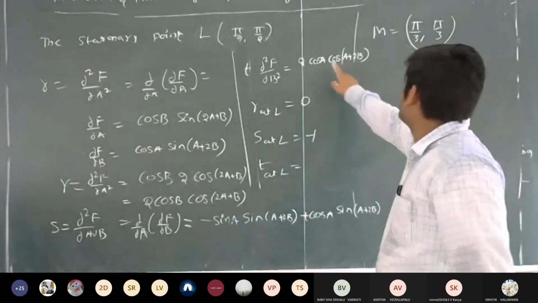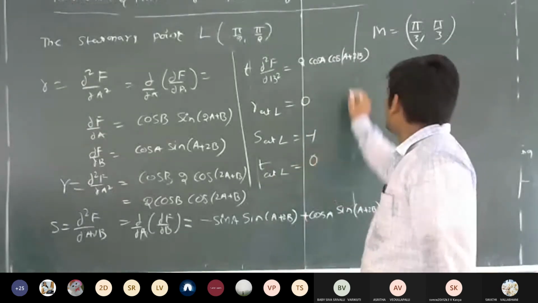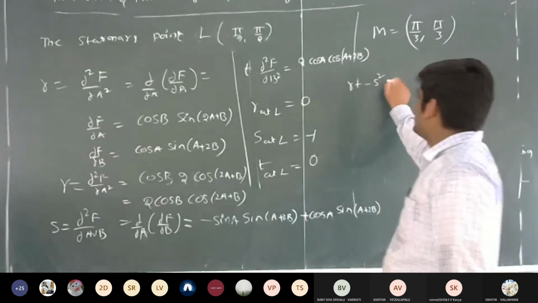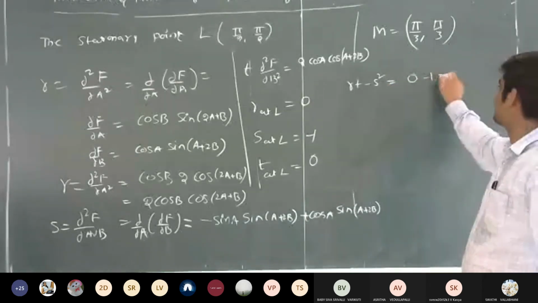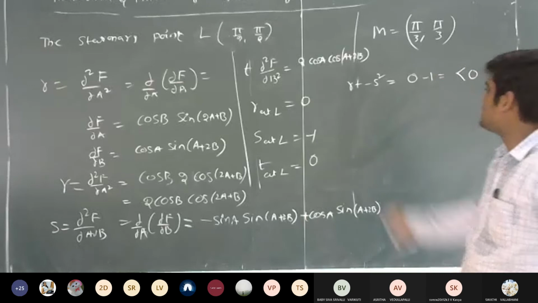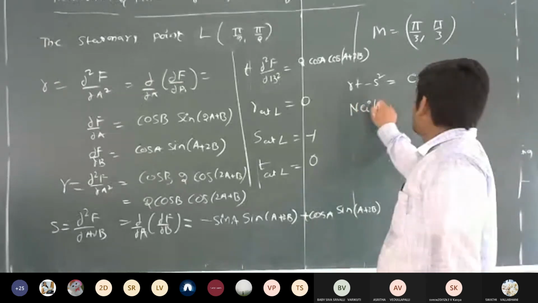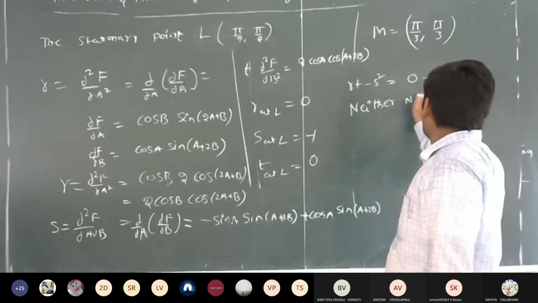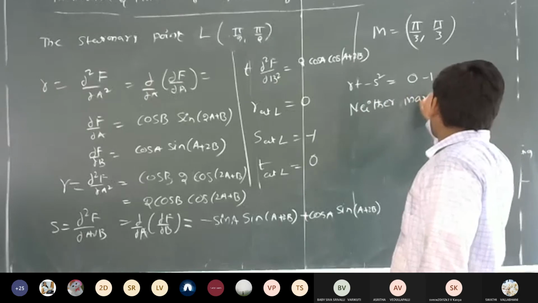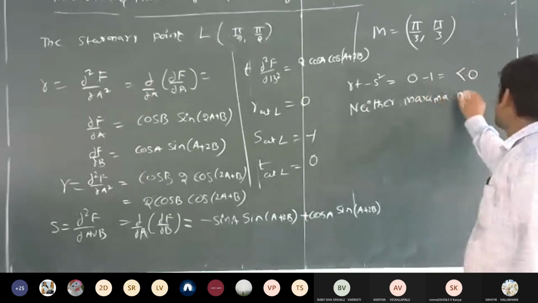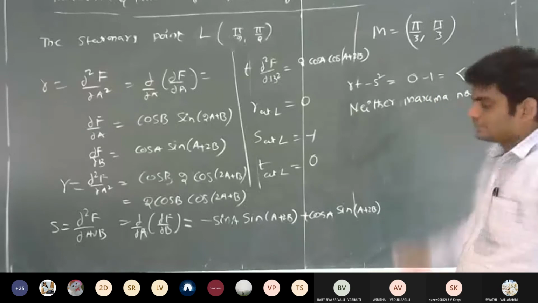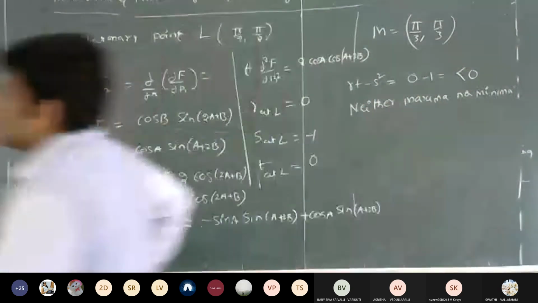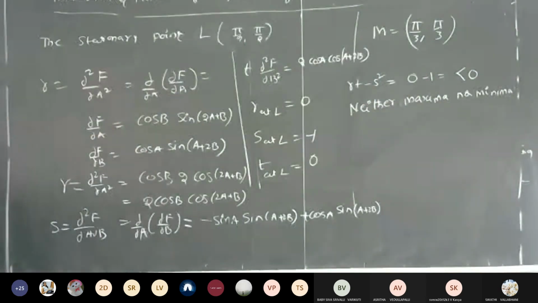Next, T at L. So this is cos pi by 2, this is 0. So RT minus S square is 0 minus 1, that is less than 0. So it has neither maxima nor minima. Yes, is it clear? So at the point the function has neither maxima nor minima.